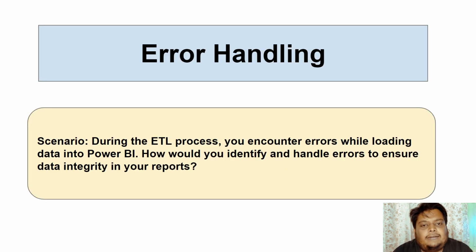Then the next thing comes is about the error handling. So when we are doing the ETL process, okay, when we are extracting, transforming, and loading the data, there can be some errors while loading the data into Power BI. Okay, so there can be errors in the values, there can be errors in the source data. So to overcome this, how will you identify those errors and how will you handle those errors? This is also very important, right? So make sure that you are very well prepared for all the types of worst case scenarios which can happen while loading the data into Power BI.